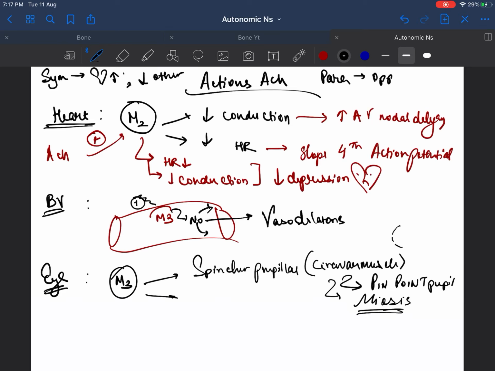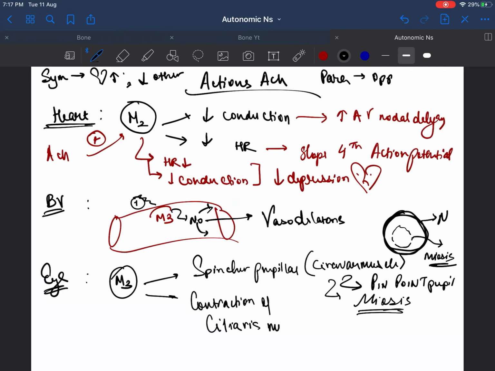This is the normal size, and now miosis has taken place. The second thing that happens here is contraction of the ciliaris muscle. If contraction of the ciliaris muscle is done, it will lead to accommodation. So the cholinergic system actually helps in accommodation of vision. So you can see if an anticholinergic drug is used, it will lead to blurring of vision.